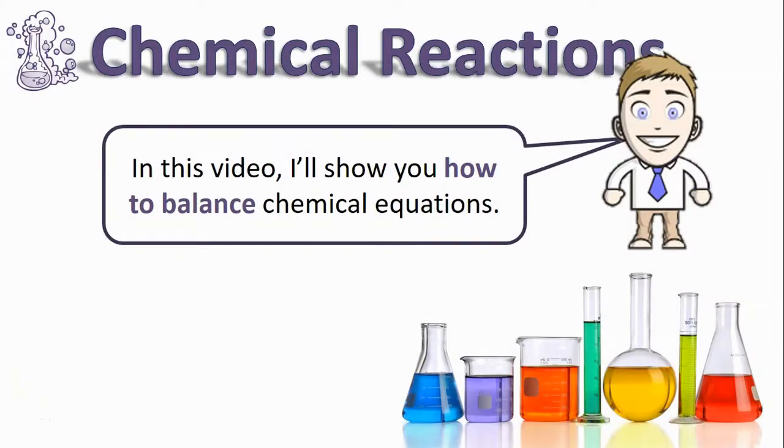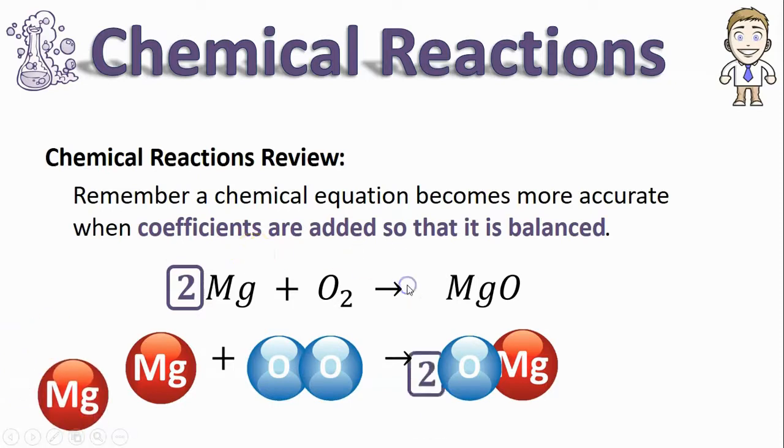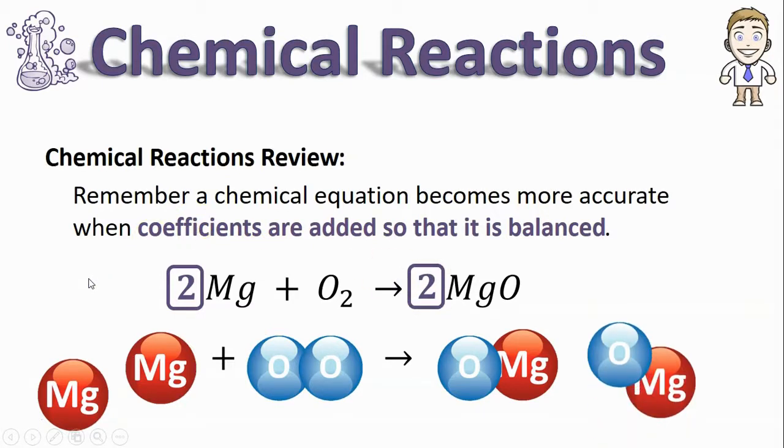In this video, I'll show you how to balance chemical equations. Remember from the last video that an equation can be more accurate by adding coefficients so that it is balanced. Like here, if I had a coefficient of 2 in front of Mg, meaning there are 2 magnesium atoms, then I would also need a coefficient of 2 in front of the MgO to have those same 2 magnesium atoms on the other side. Now there's the exact same amount of atoms on each side of the equation and it is balanced.